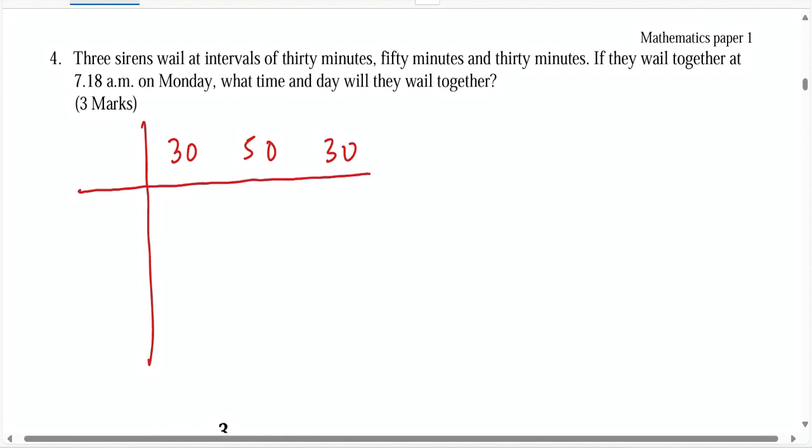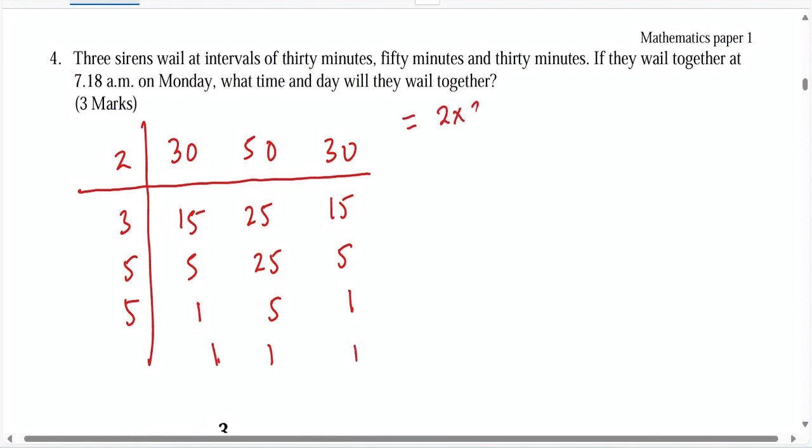Sawa? So tutafuta LCM. So divide by 2 itakupa 15, 25, 15, divide by 3, hapa itakupa 5, hapa itakupa 25, hapa itakupa 5, divide by 5 sasa 1, hapa itakupa 5, 1, tena divide by 5 itakupa 1, the same case. So ukitafuta 2 times 3 times 5 squared ama times 5 times 5, answer yako hapa itakupa 6 times 5. 2 times 3 ni 6, 6 times 5 ni 30, 30 times 5 ni 150 minutes.